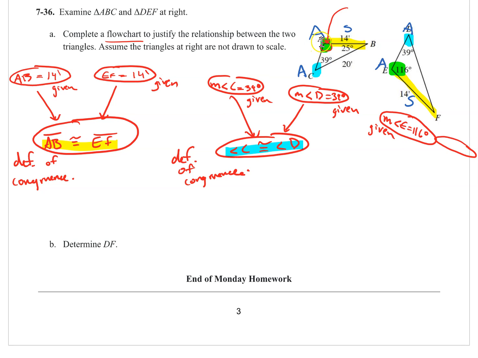Now I know angle A is going to be 116, but how do I know that? Angles in a triangle add to 180, right? So if this is x, x plus 25 plus 39 equals 180. Solving for x, I get 116. So what's this called? This is called the triangle sum theorem.